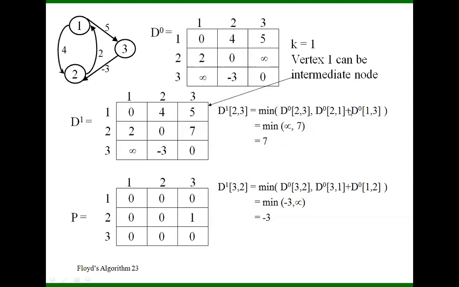D0 of 2 1 is 2. D0 of 1 3 is 5. So 2 plus 5 is 7. So minimum of infinity and 7. Infinity is the larger value, 7 is the smaller value. So 7 we can take. So you can fill up second row and third column with 7. So in this way we can continue the process.